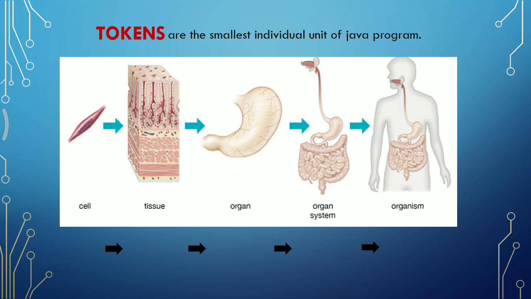In the same way, our programming language has tokens, like our body has cells. They have statements, like our body has tissues. They have sets of statements, like our body has organs. They have functions, like our body has organ systems, and they have programs, like we have our body. That is, first we create tokens, then statements, then sets of statements, then functions, then programs.